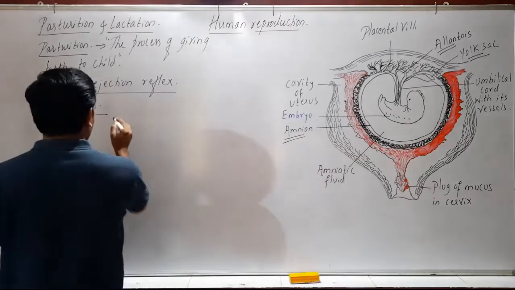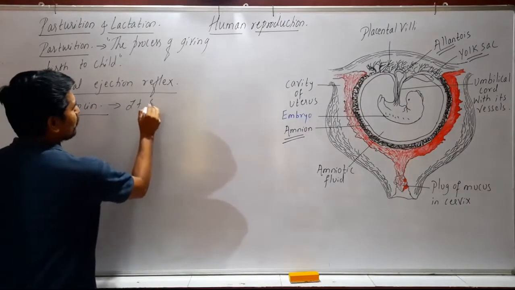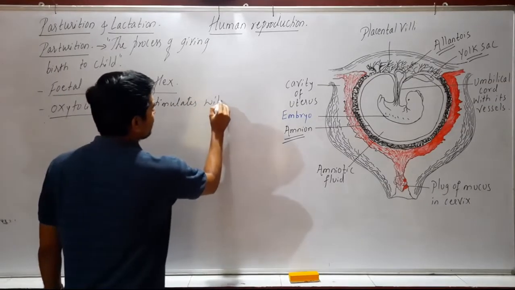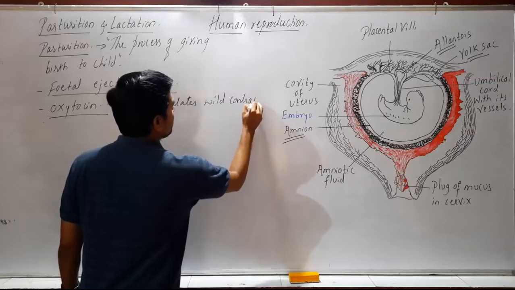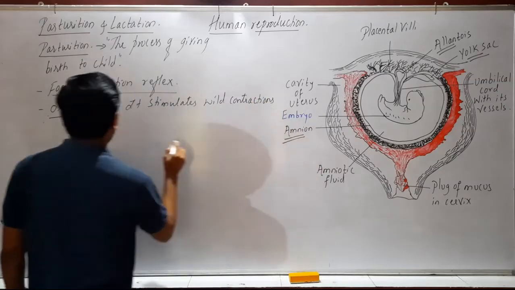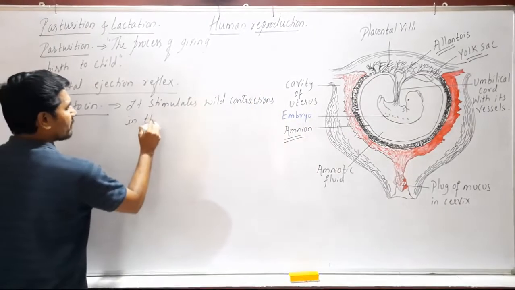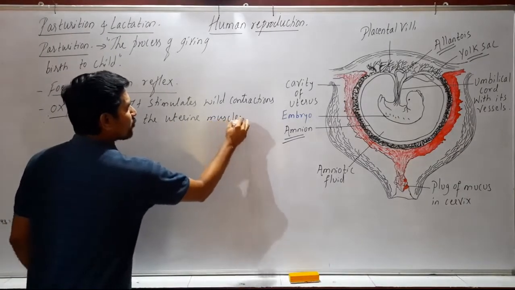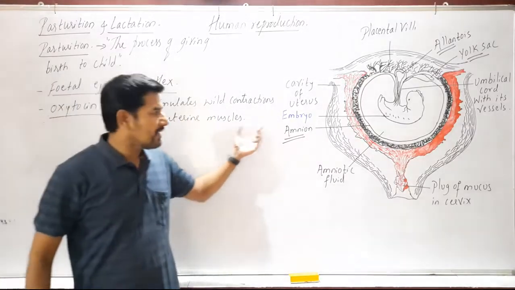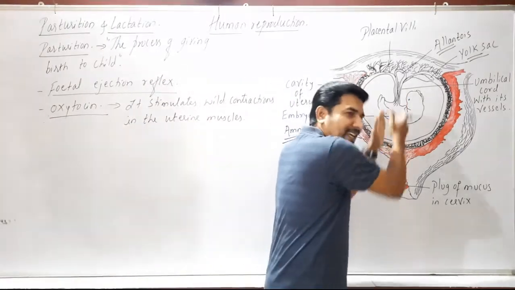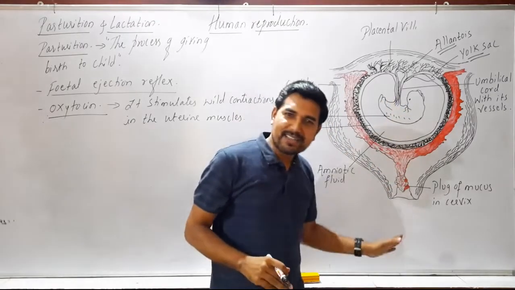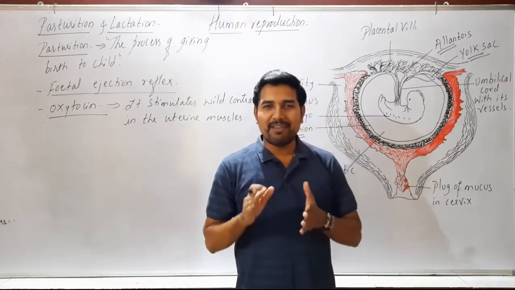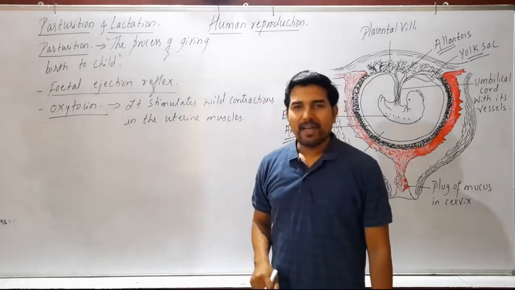So this oxytocin stimulates wild contractions in the uterine muscles. When it stimulates wild contractions in the uterine muscles, then ultimately the fetus is ejected out. The fetus is released out. This process is said to be parturition, or it is also called delivery. Okay, so this is regarding the part of the parturition.